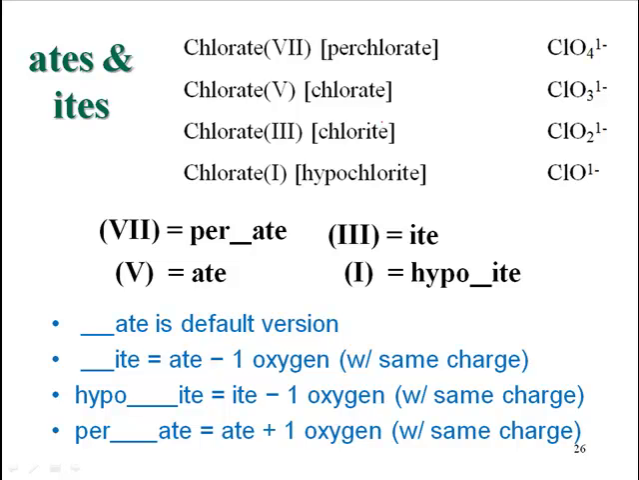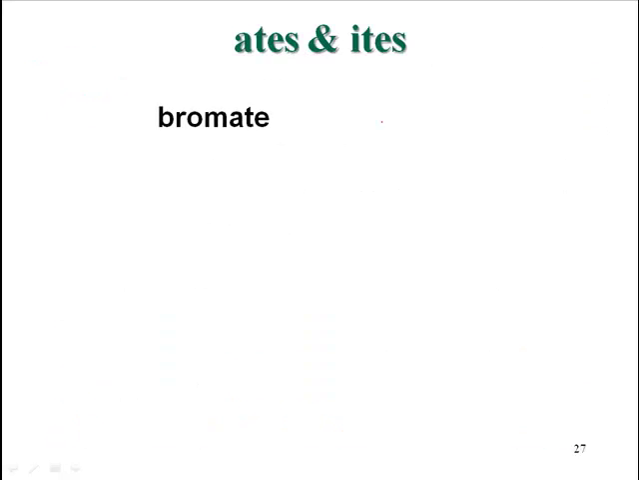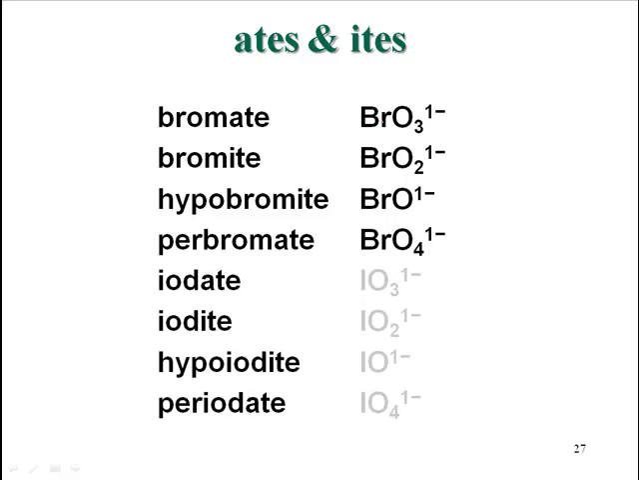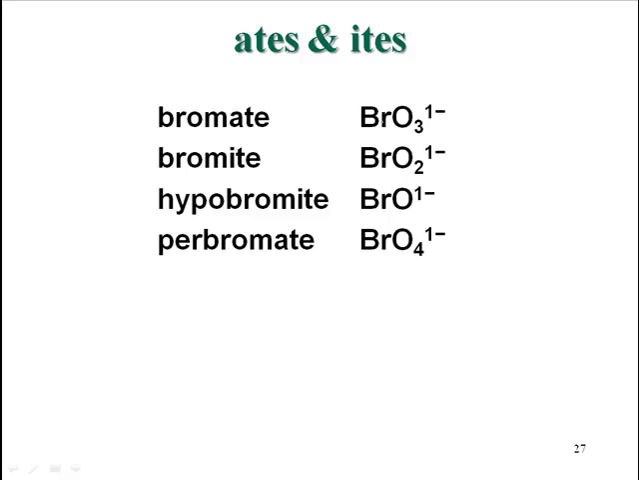All right. So if we look at the ates and ites, let's see if we can fill in a little bit. We got bromate. Bromite would have how many oxygens? 2. Hypobromite, how many oxygens? Perbromate. 4. Very good.